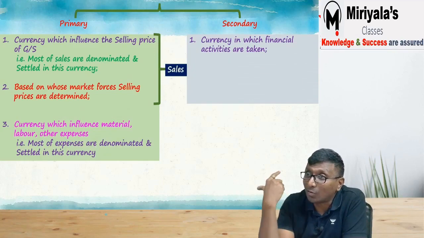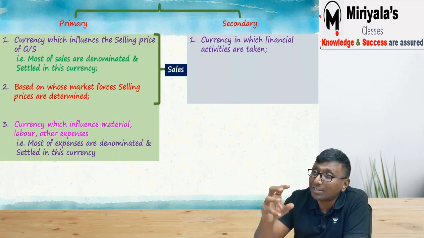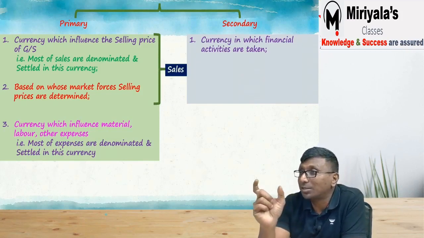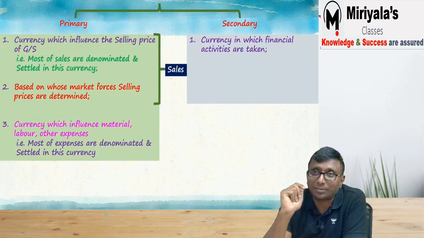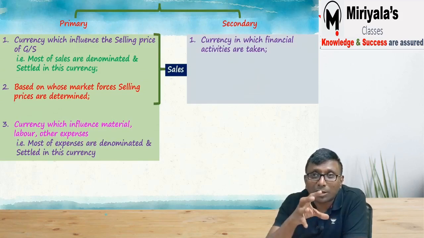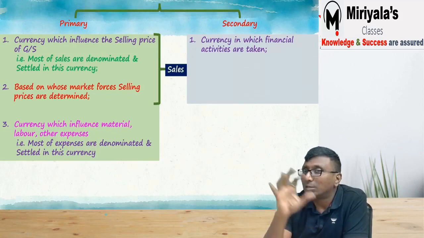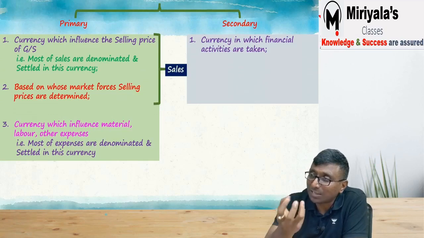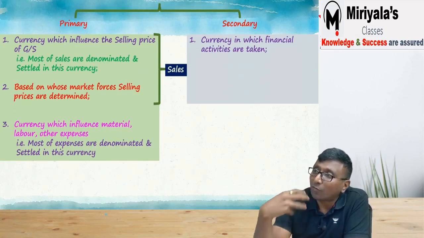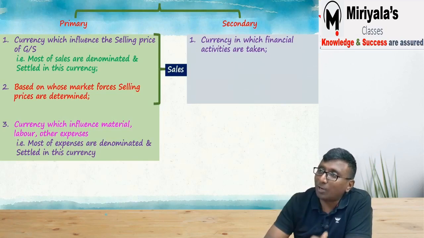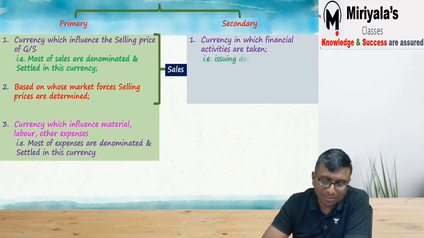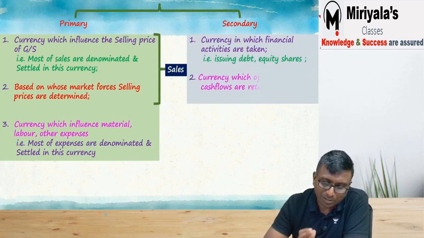So generally, secondary indicators are just supporting indicators. You should not decide based on the secondary ones. If the primary does not give a full 100% conclusion, then look at the supporting ones, you may find something. That's it. So financing activity. Financing means funding. So you are funding in which currency? Are you borrowing in rupees? Are you issuing equity shares in rupees? Or are you issuing in dollars? Say something like that. Issuing debt, equity, preference, everything.